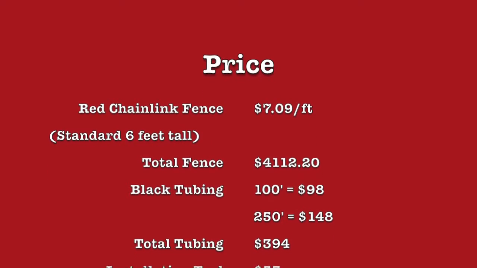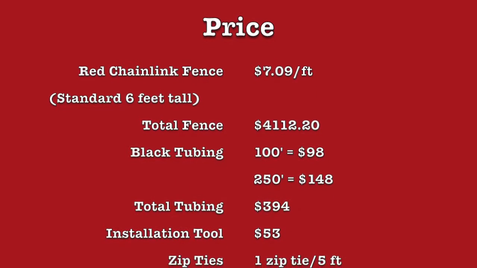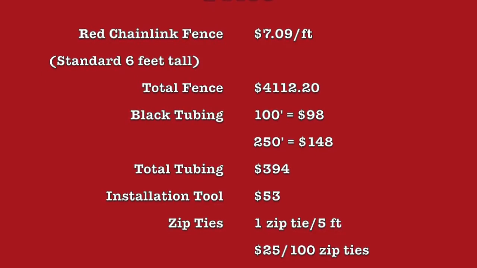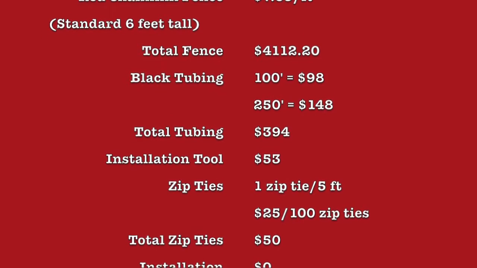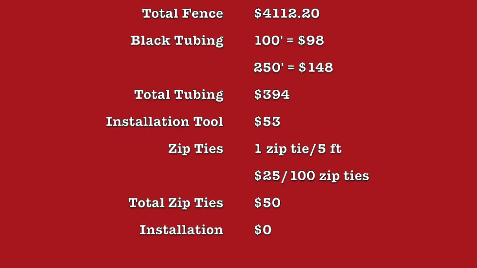The tubing comes in groups of 100 feet and 250 feet, so we would have to buy 2 of the 250 feet and 1 of the 100 feet. This adds up to a total of just under $400. In order to install the tubing, you would also need an installation tool that is just over $50.